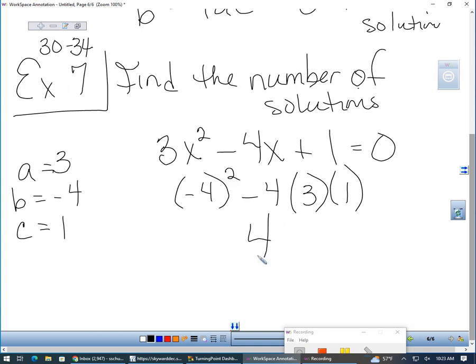So since it is a positive answer, how many solutions do we have? We will have 2 solutions. That means that this parabola would cross the x-axis twice. Okay, we don't know where yet, but we would know that it crossed twice.